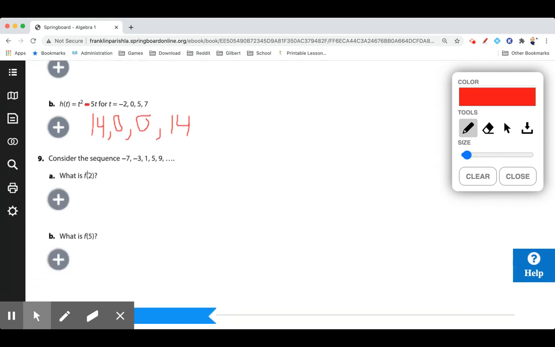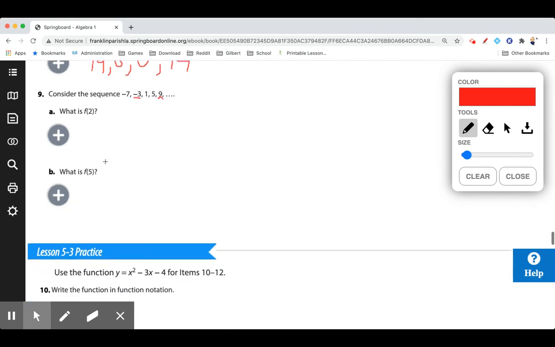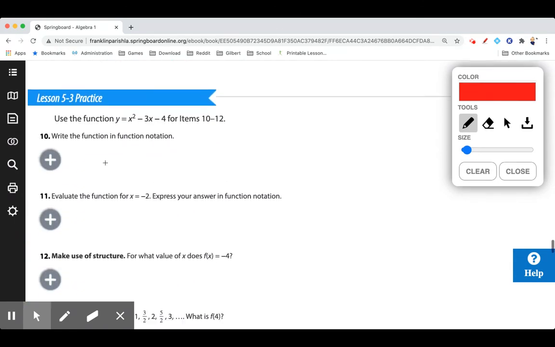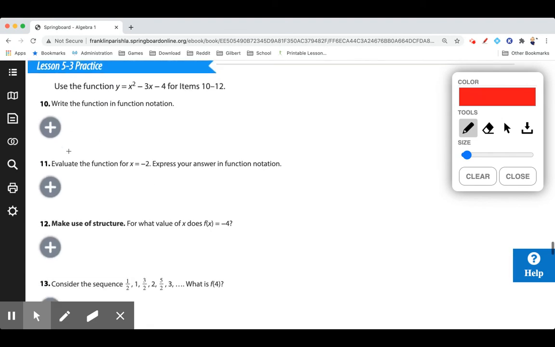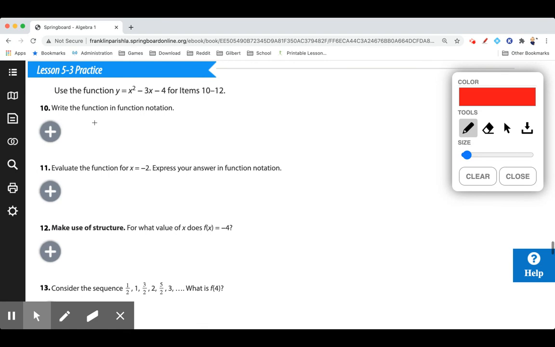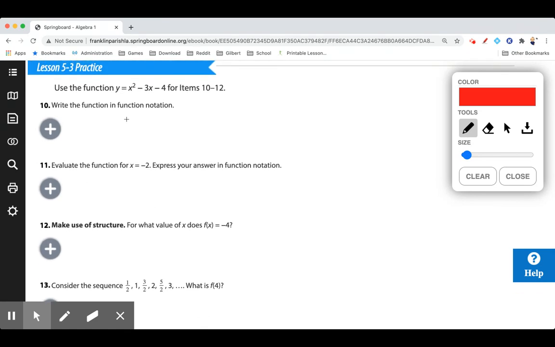Okay, consider the sequence. What is f of 2? Here. What's f of 5? 1, 2, 3, 4, 5 here. Remember, when we're dealing with sequence, the f of is telling you which number you're looking in the sequence. 10, 11, 12, and 13. We should really want to try on our own just to make sure we do know what we're talking about.